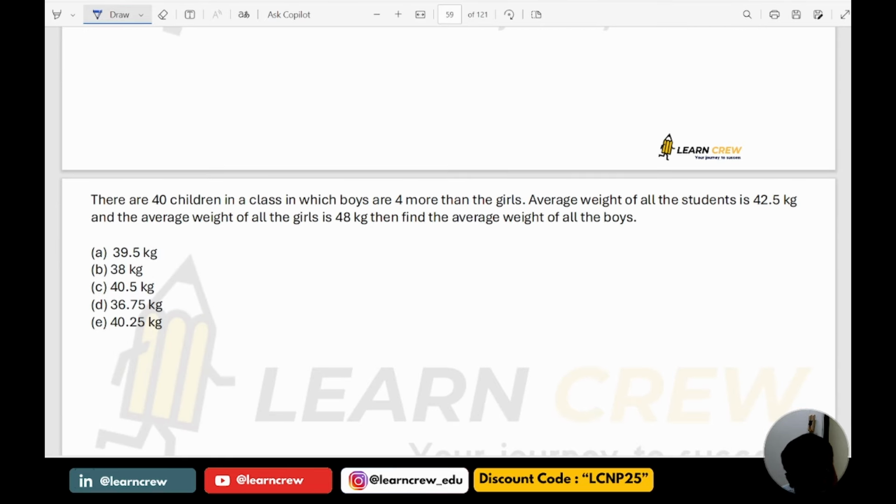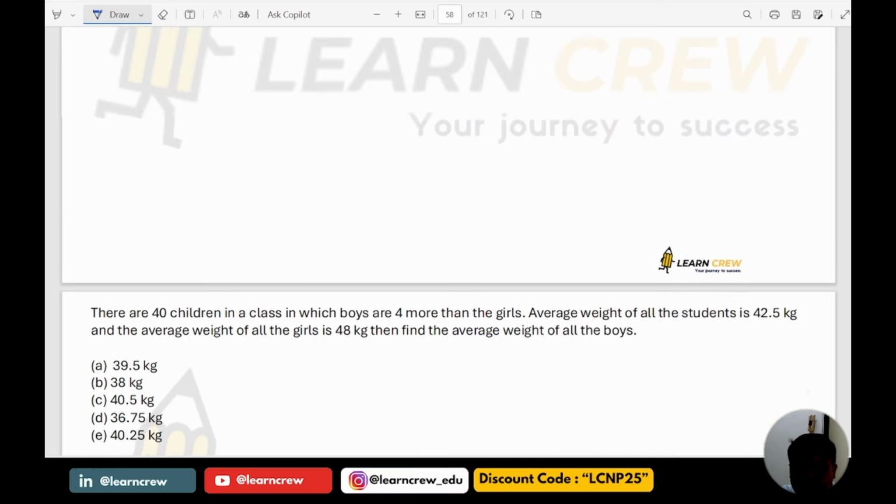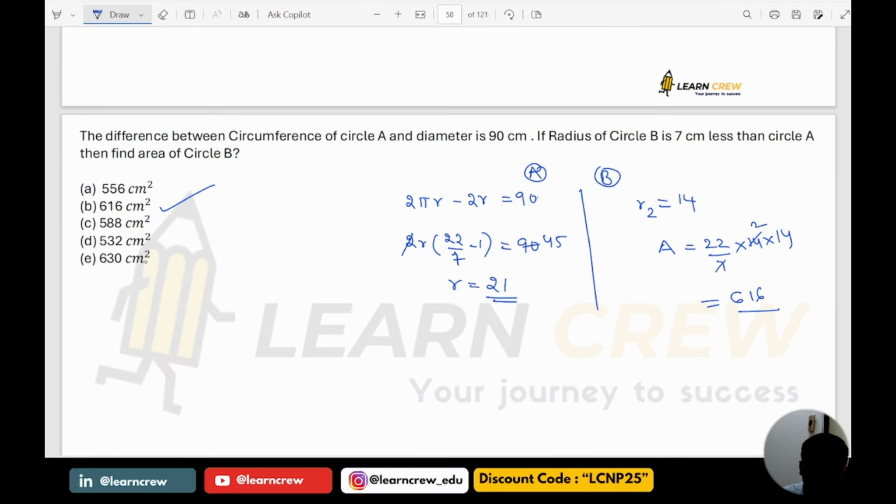Next, see the previous question, you can directly do it without doing all these things, because we have to find the area of circle. Pi r square must be a multiple of 11. Of the options you have only one multiple of 11, which is B. So you can say directly it is 616. You need not do all these things. Just by looking at the options, you can eliminate all the other options.